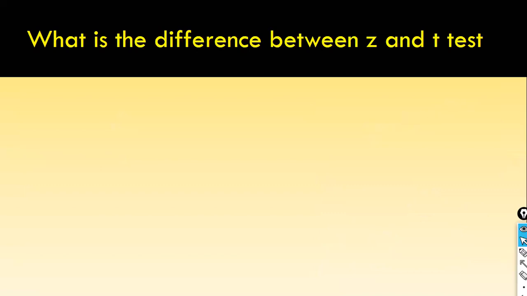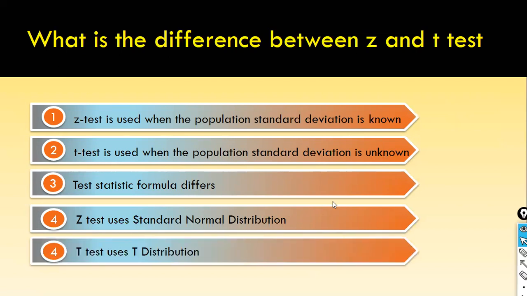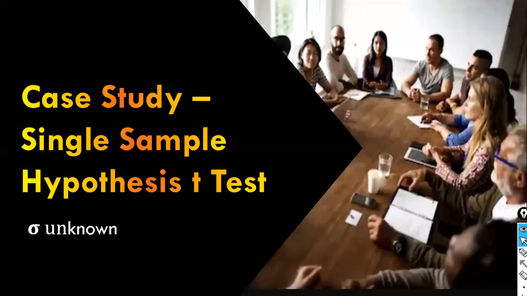And what is the difference between Z and t-test? We have already discussed it. The difference is the standard deviation of the population. If you know that, then it is z-test. If you do not know the population standard deviation, we need to conduct the t-test. The test statistic formula differs for these two, and z-test uses the standard normal distribution, whereas t-test uses the t distribution. In the interview, they'll ask you. You need to be very clear on this one, okay?